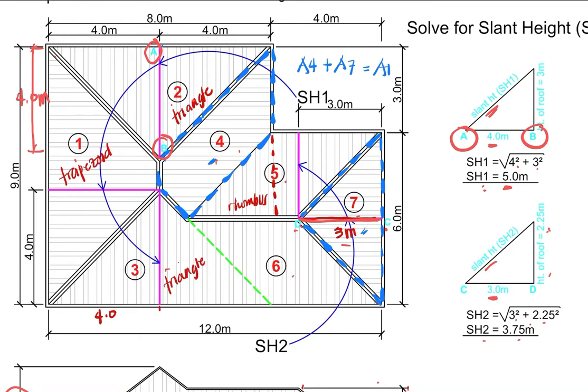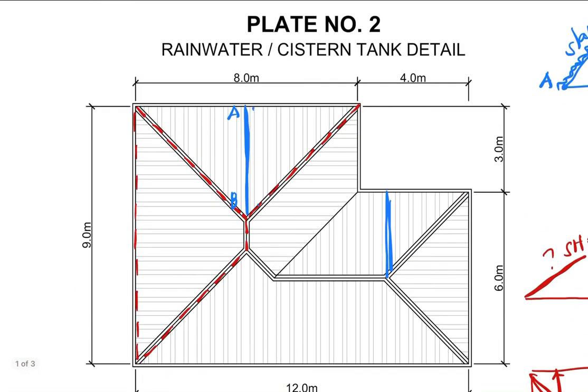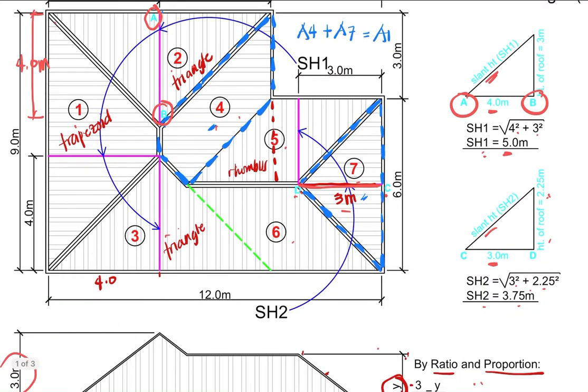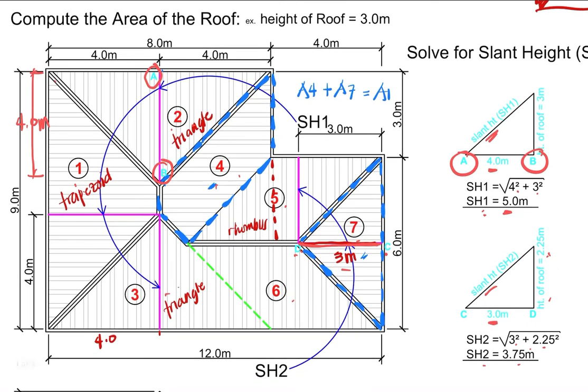So be sure that in solving your roof area, it should be greater than the actual roof area, so that when you design the rainwater tank or cistern tank, the volume should meet the required volume for the requirement in the locality or in the municipality or city where your building is to be constructed.